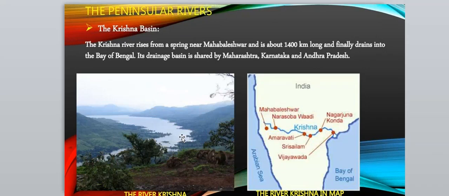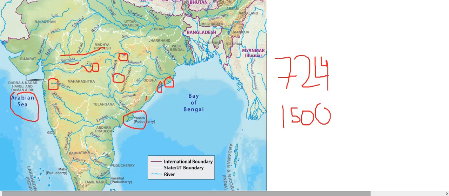Krishna River. The Krishna River originates from Mahabaleshwar in Maharashtra. It is the second largest peninsular river. Why? Because its total length is around 1400 kilometers, just 100 kilometers short of the Godavari. Koyna, Tungabhadra, Bhima are the tributaries of this river. It passes through four states: Maharashtra, Karnataka, Andhra Pradesh, and Telangana.